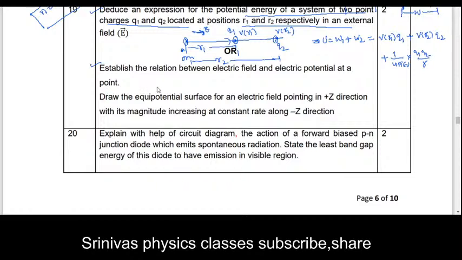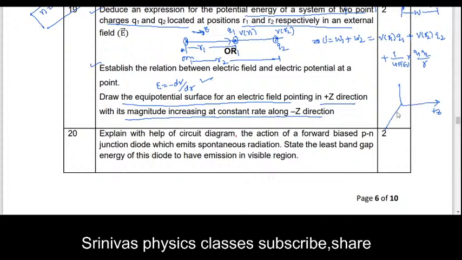Relation between the electric field and potential: E equal to minus dV by dr. Its derivation we have to do. This derivation I will give in the link. Next, draw the equipotential surface in the electric field pointing along the z-axis, with magnitude increasing at a constant rate along the negative z-axis. Okay, I will explain this one.